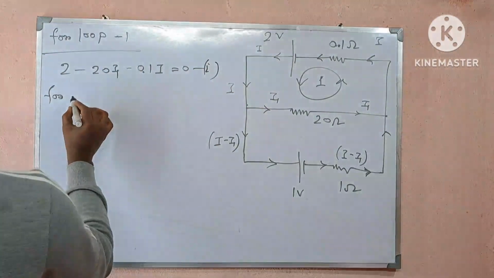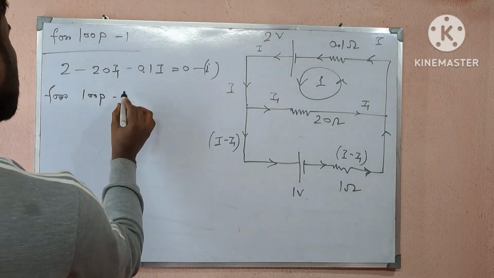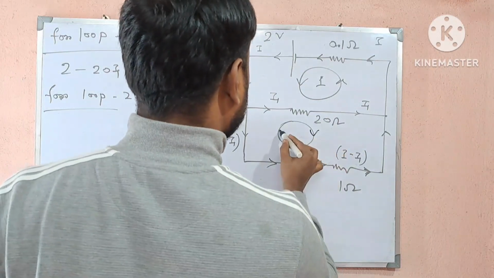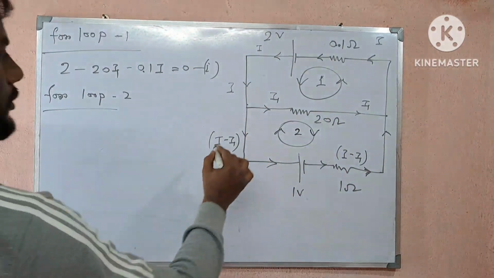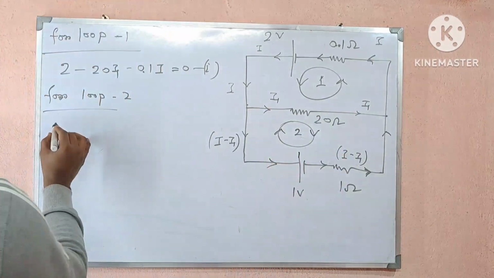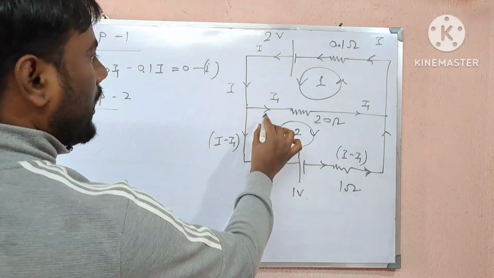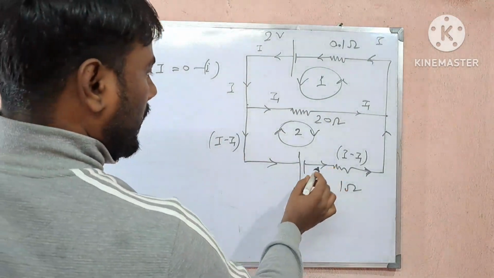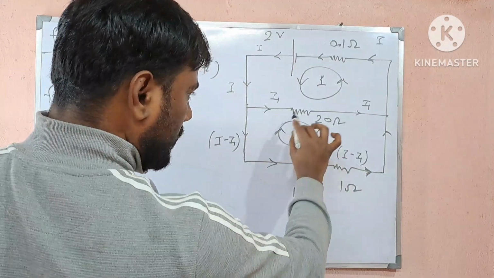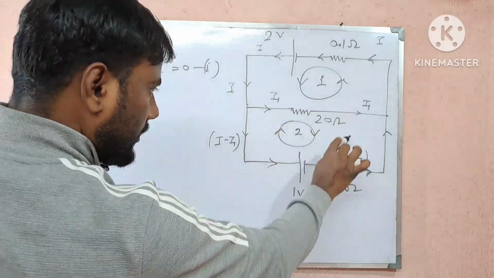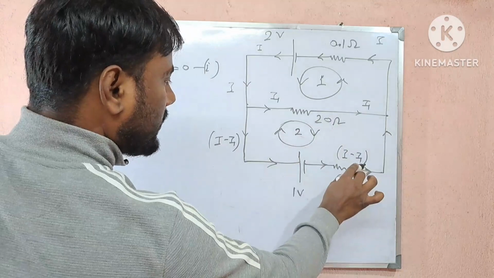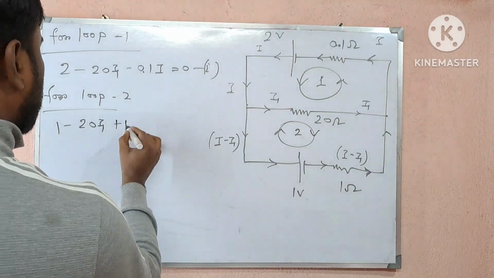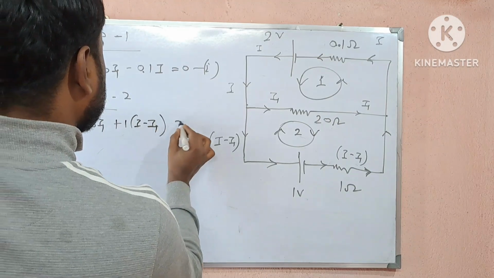Now for loop 2, let's say this is the direction of path. This is loop 2. So for loop 2, what we can write? For this cell, it will be 1 volt battery positive, and that will be negative, minus 20 I1, and direction of current is this and direction of path is this. So they are opposite to each other. So that will be plus 1 into I minus I1 is equal to 0.